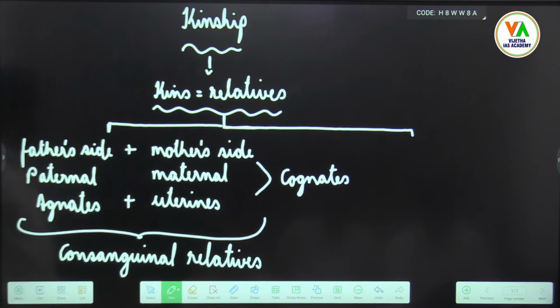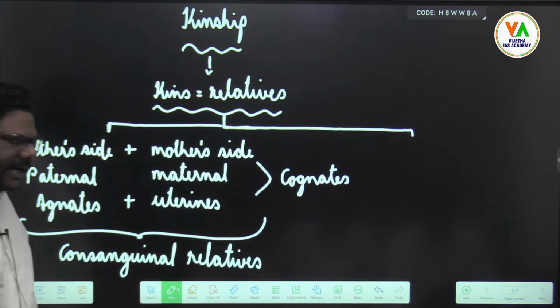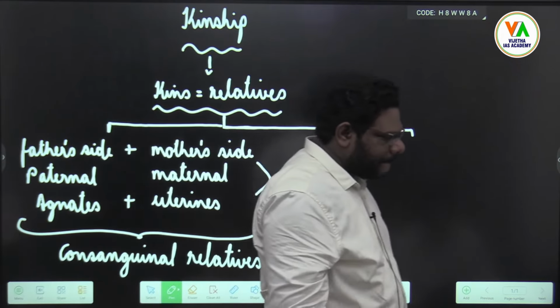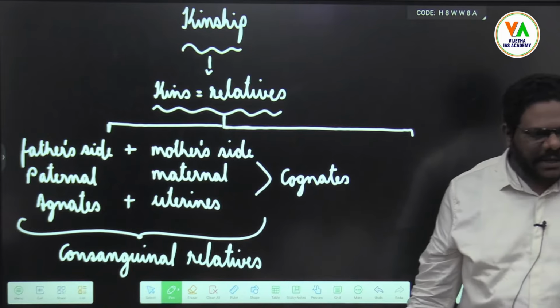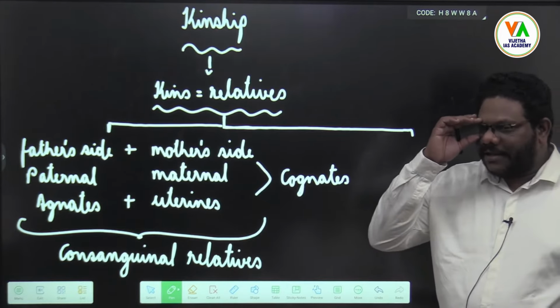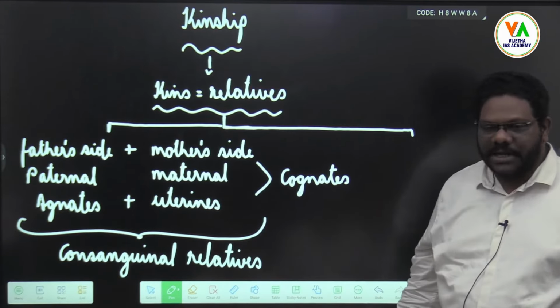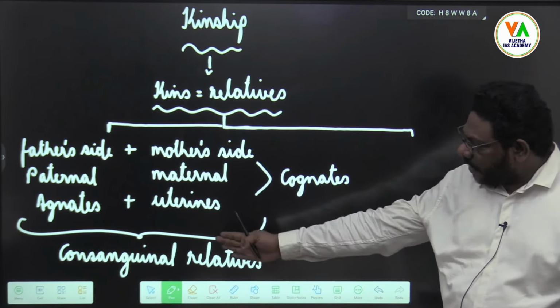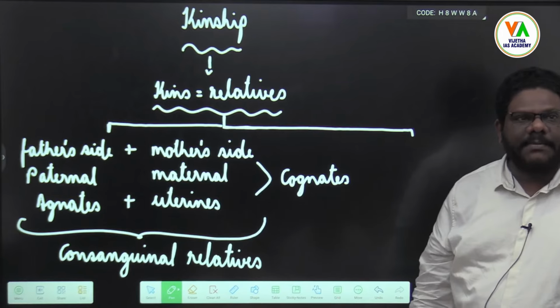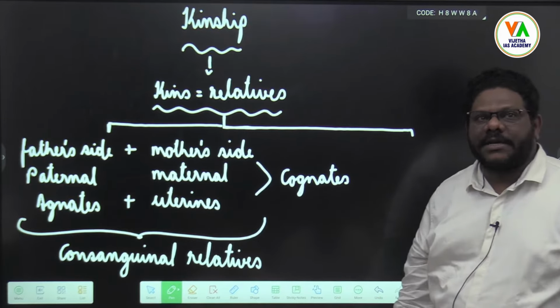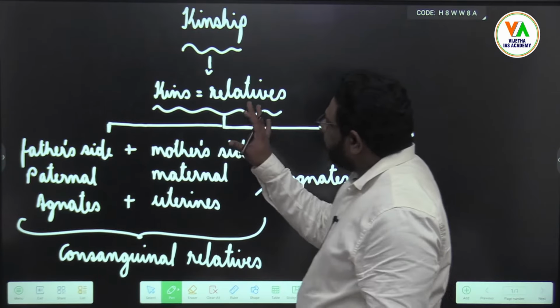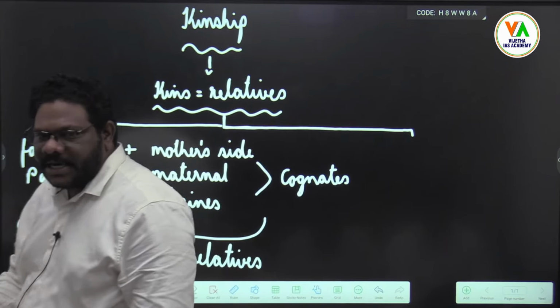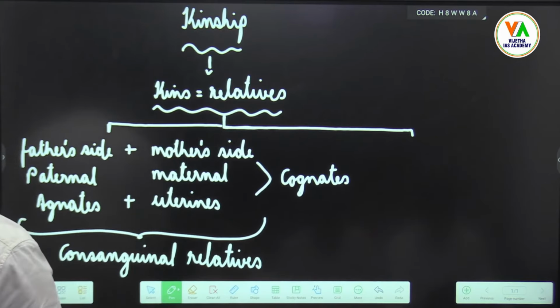Who are consanguineal relatives? What is another synonymous term for consanguineal relatives? Blood relatives, isn't it? So I can write, consanguineal relatives are related by blood, or blood relatives. Yes, correct. So does an individual have only father side relatives and mother side relatives?